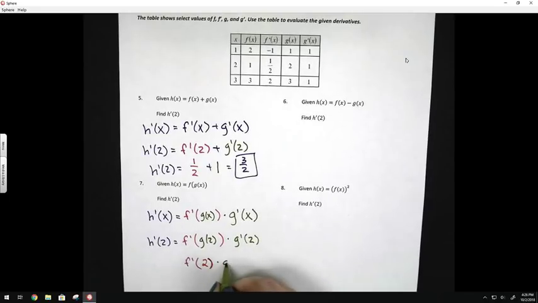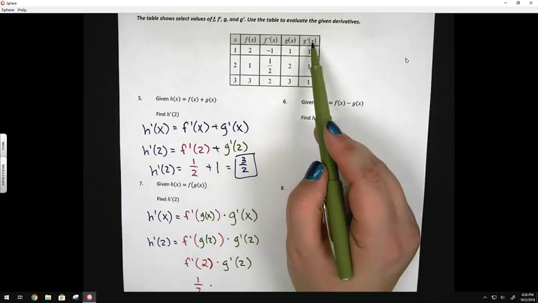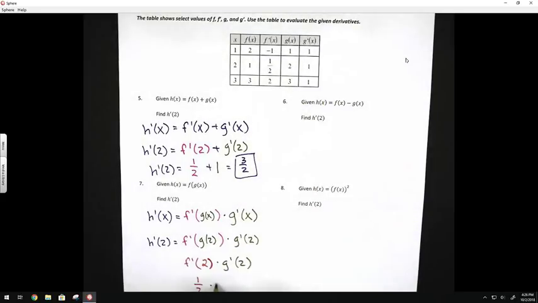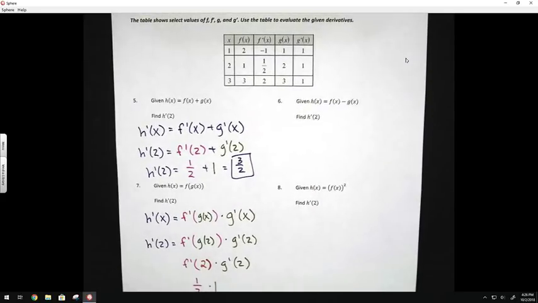Times g prime of 2. So f prime of 2, well, we did that already. That was our 1/2. And then we have times g prime of 2, which is, here's g prime, here's 2. Oh, so that's a 1. And so then we have that h prime of 2 is equal to 1/2.